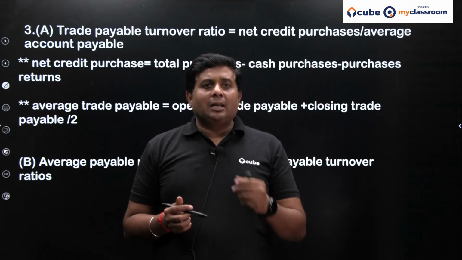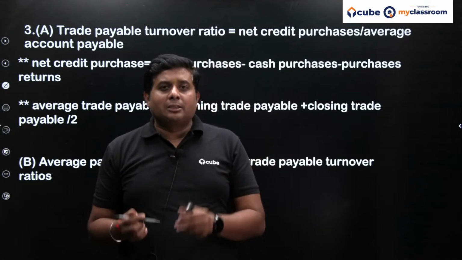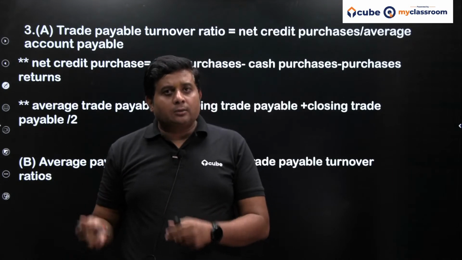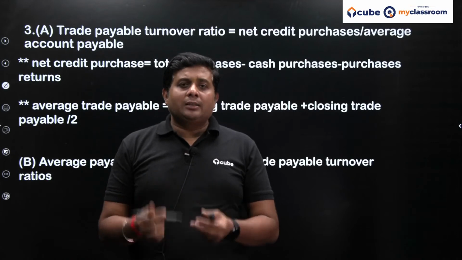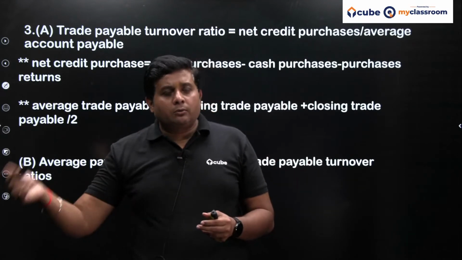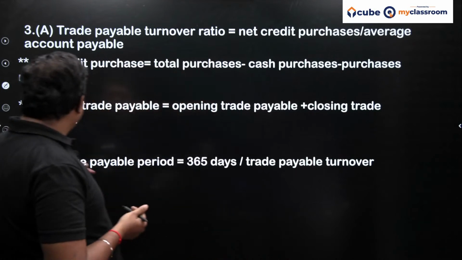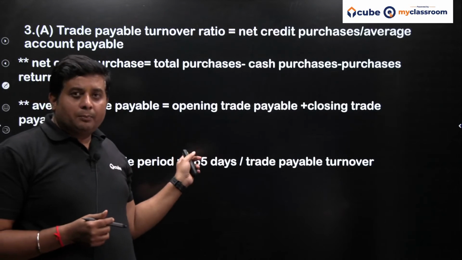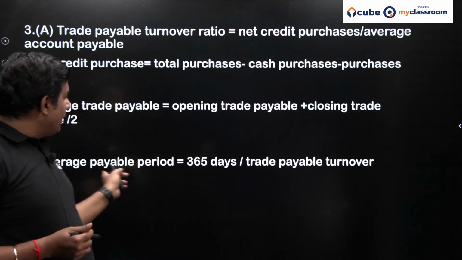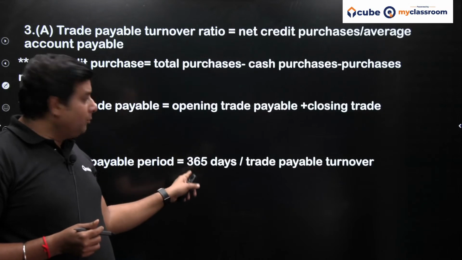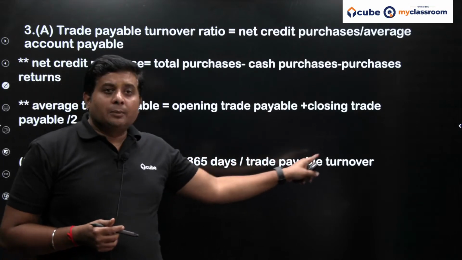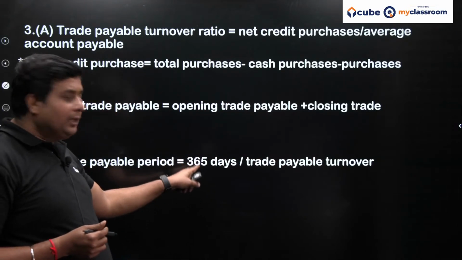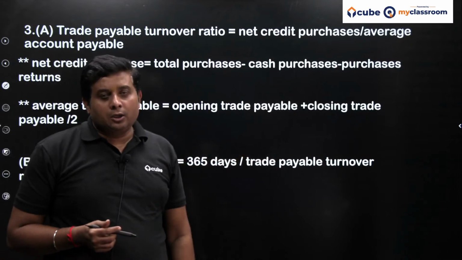Trade payable is classified into two categories: creditors and bills payable. So opening creditors plus opening bills payable plus closing creditors plus closing bills payable divided by 2, or you can say opening trade payables plus closing trade payables divided by 2 will give you the average trade payable. Now average payable period: like in the previous ratio, we calculated the average collection period, where the formula was 365 days upon trade receivable turnover ratio. In the similar manner, average payable period can be calculated as 365 days divided by trade payable turnover ratio.